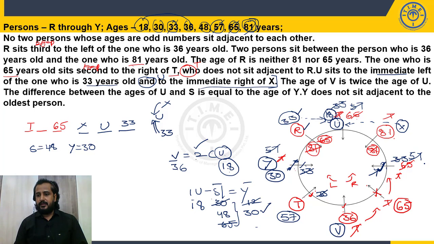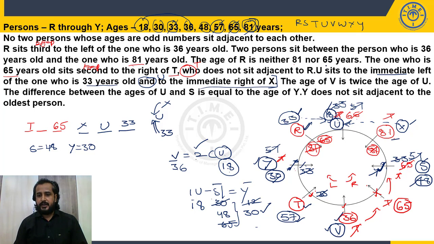So what is the remaining here? S. Yes. So S will be how much? 48. The age of S is 48. Now look at here: R 33, Y 30, T 57, V 36, S 48, X 81, U 80. So all the persons are fixed except one person. Who is that person? The persons are R to Y: R, S, T, U, V, W, X, Y.